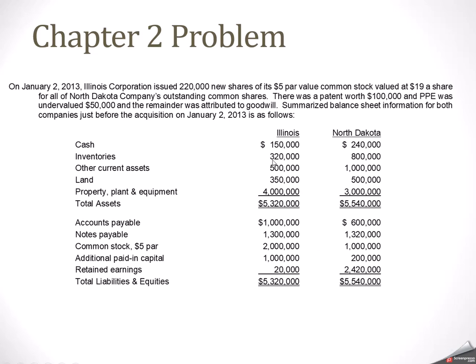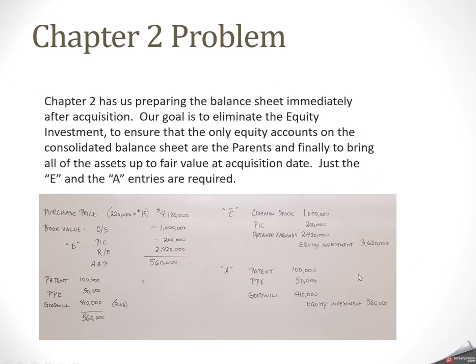Then we say, okay, well, what did they get in that? So they also have a patent that's worth $100,000 that is not on North Dakota's books right now, and their property, plant, and equipment was undervalued by $50,000, and then the remainder is going to go to goodwill. So as we look over here to the left, I've kind of mapped that out. So the 220,000 shares at the $19 a share gives us that purchase price of $4,180,000.